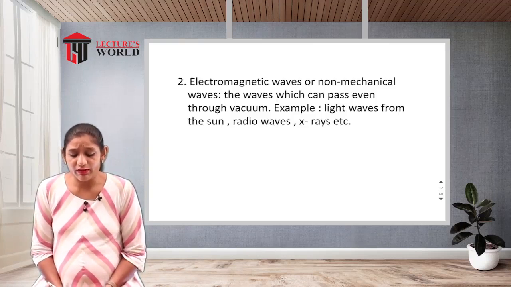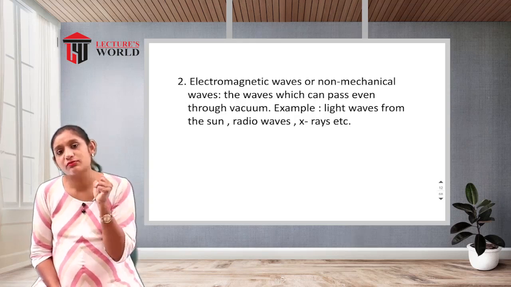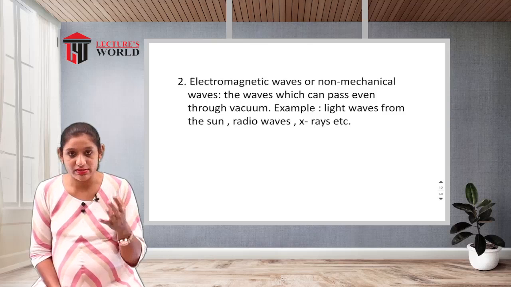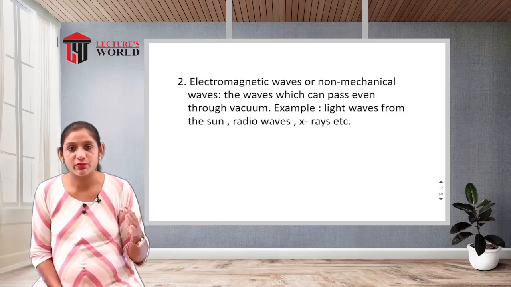The electromagnetic waves are non-mechanical waves. The waves which can pass even through a vacuum. Vacuum means absorption, vacuum absorbed. Example, light waves which are formed by the sun, radio waves, X-rays, etc. Right, next one.